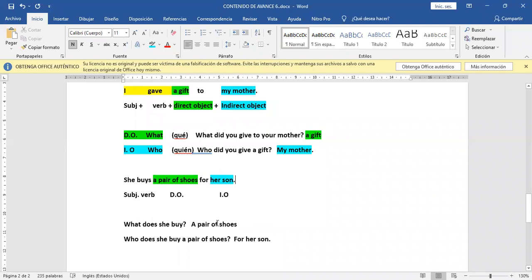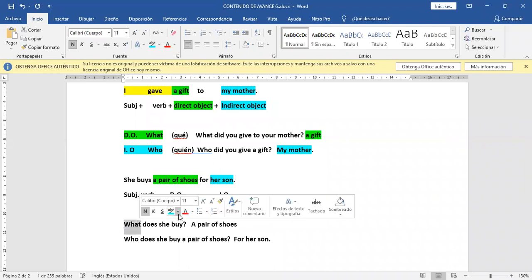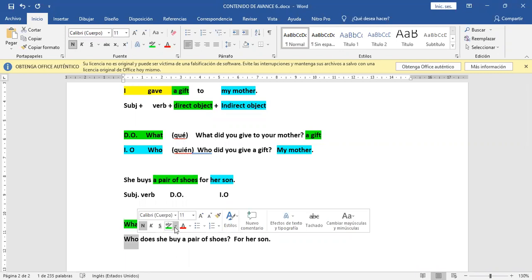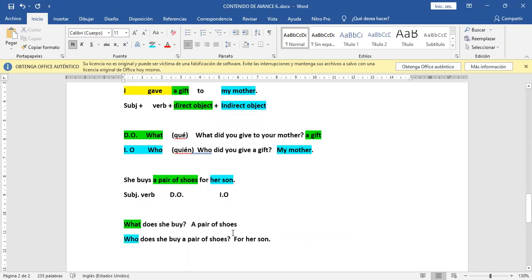One more sentence, okay? Please focus on it. What? Direct object. Who? Indirect object. Okay? Shoes, a pair of shoes. Who? Her son. One more example.